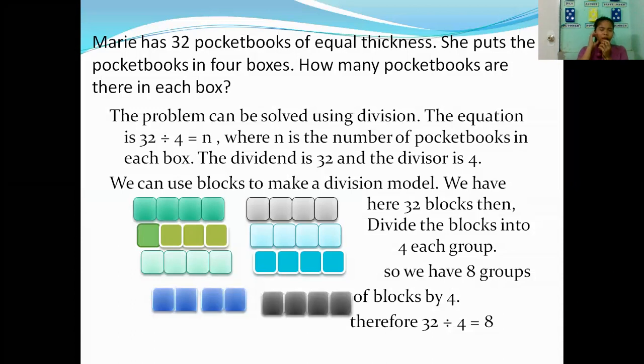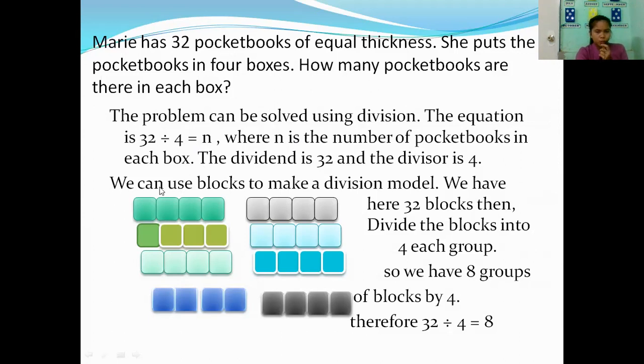So in this problem, we can solve this using division. So the equation is 32 divided by 4 equals n. 32 is our dividend and 4 is our divisor. And the n here is the number of pocketbooks in each box. So n is the answer of this division, or the quotient.